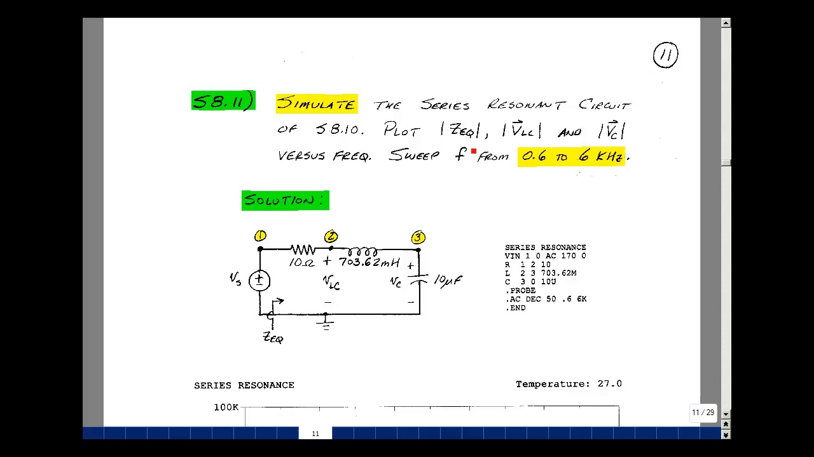Let's plot the magnitude of the impedance, the magnitude of the voltage across the L and C, and the magnitude of the voltage across the capacitor versus frequency. Let's sweep it from 0.6 Hz to 6 kHz. In other words, 2 decades below and 2 decades above resonance.